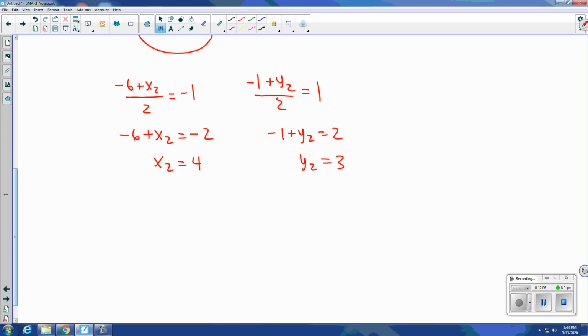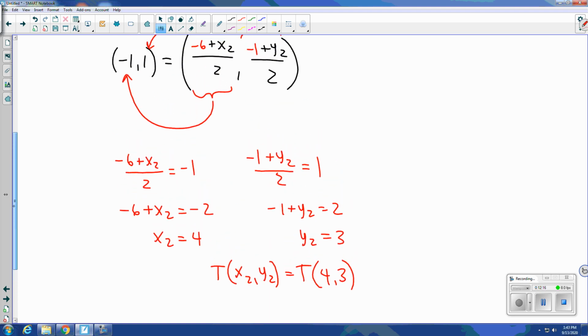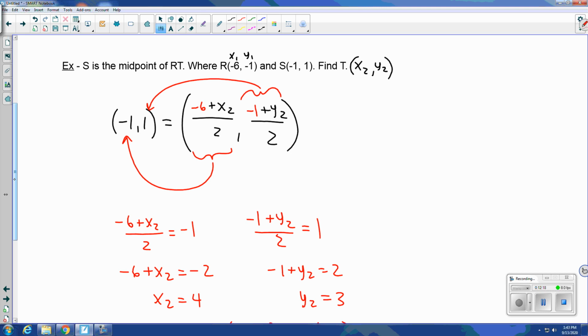So we have a coordinate for t, which we defined as x2, y2. We solve for each one. So t is 4, 3. If we want to verify, again, that that is accurate to what we're looking for, you can plug 4, 3 back into here. And in conjunction with point R, you should get -1, 1.